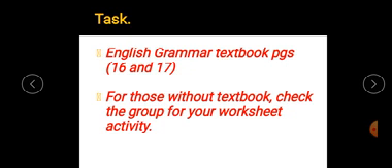You have to fill up the words using their plurals. Write the plurals of the singular words. You see them in your textbook. For those without textbook, do not worry. Check the group for your worksheet activity. I'll post it on the group. Okay?